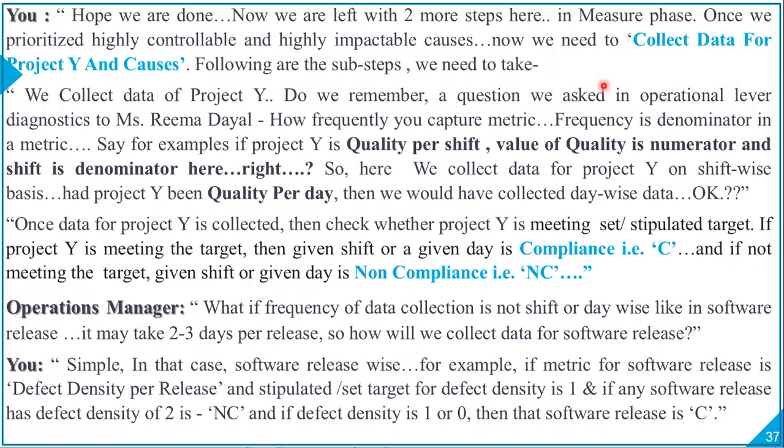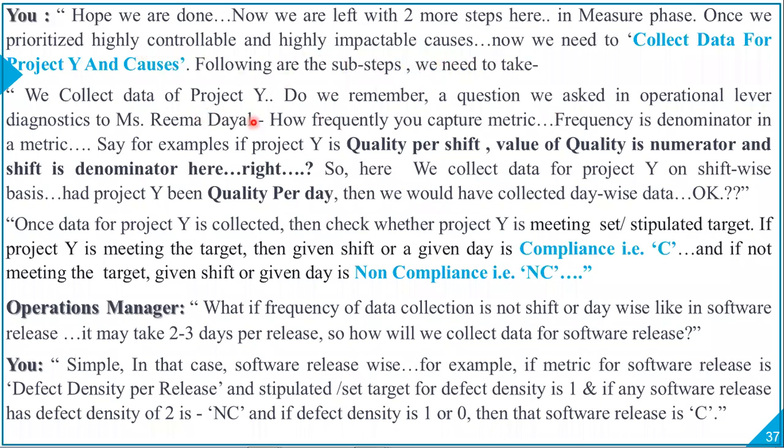Now we are left with 2 more steps here in the major phase. Once we prioritize highly controllable and highly impactable causes, now we need to collect data for project Y and causes. Following are the sub steps we need to take. We collect data of project Y.